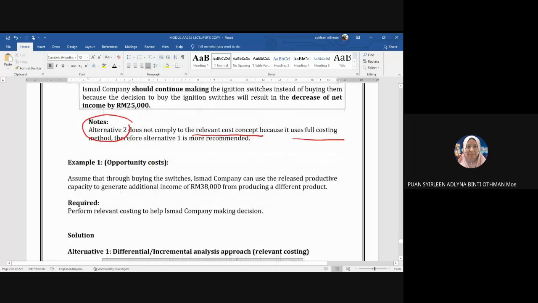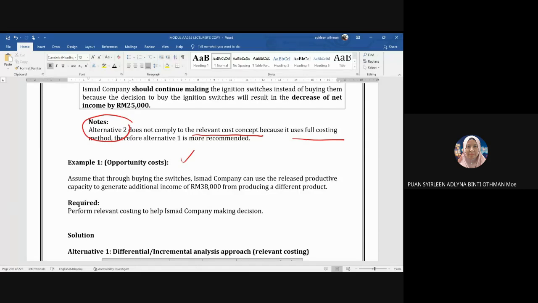Okay, example 1, opportunity cost. Opportunity cost ni ialah cost lepas. Kita tengok apa situasi yang dipanggil sebagai opportunity cost. Assume that through buying the switches, Smart company can use the released productive capacity to generate additional income of 38,000 from producing a different product. Perform relevant costing to help Smart company making decision. Okay, alright, so sekarang ni katakan kita dah tahu dah.